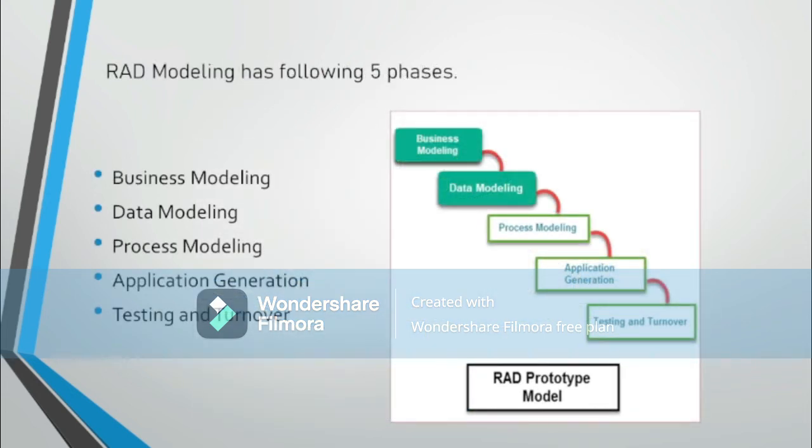RAD modeling has the following 5 phases: business modeling, data modeling, process modeling, application generation, testing and turnover. This is the RAD prototype model. It also looks like the waterfall model. It flows down like a waterfall, but it is not the same.